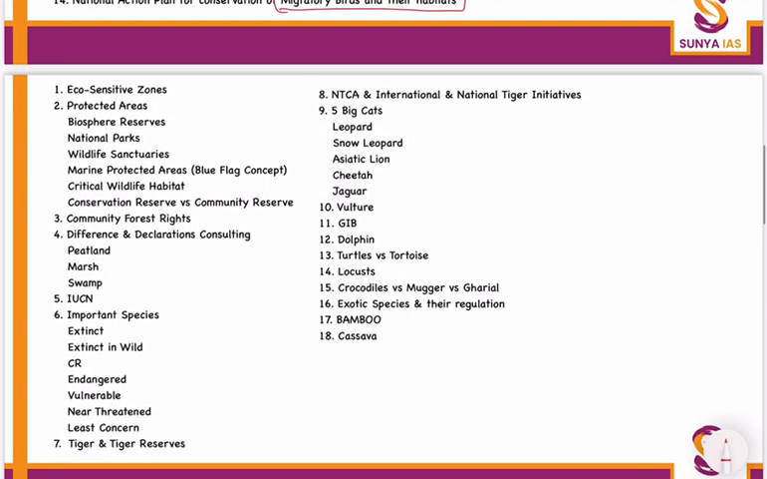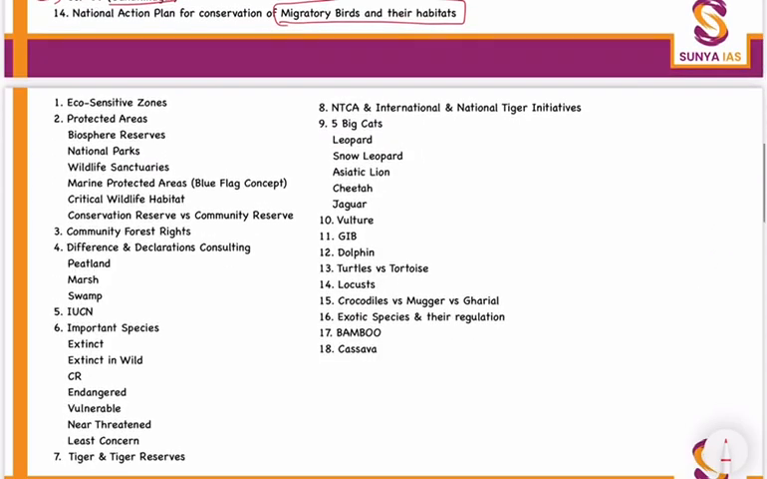Then we have to cover the protected areas. In this you have to cover the eco-sensitive zones, right? In protected areas you have to do the biosphere reserves, national parks, wildlife sanctuaries, marine protected areas. In this there is also an initiative with respect to the protection of beaches, that is the Blue Flag concept, right? Do cover that. Then there is the concept of critical wildlife habitat, followed by the difference between the conservation reserve and the community reserve. All right.